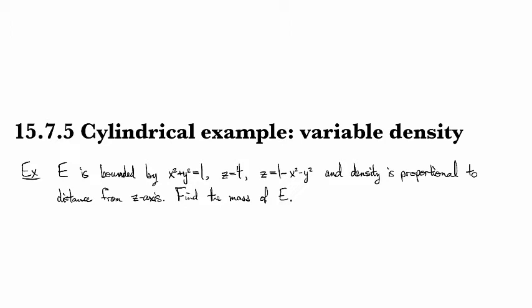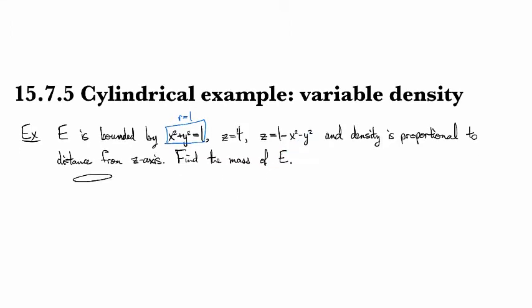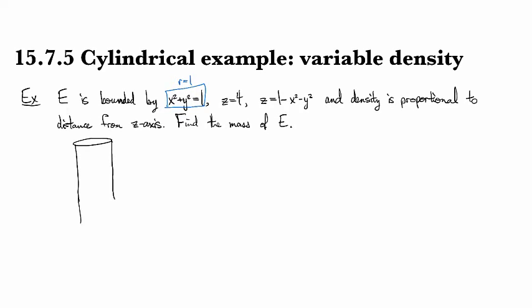Okay, so some observations. This one right here is r equals 1, right? So that means we are looking at a cylinder, something that looks like this, maybe take it down a little bit more. Okay, so there's our cylinder. And we've got the plane z equals 4 right here, so that's a horizontal plane.